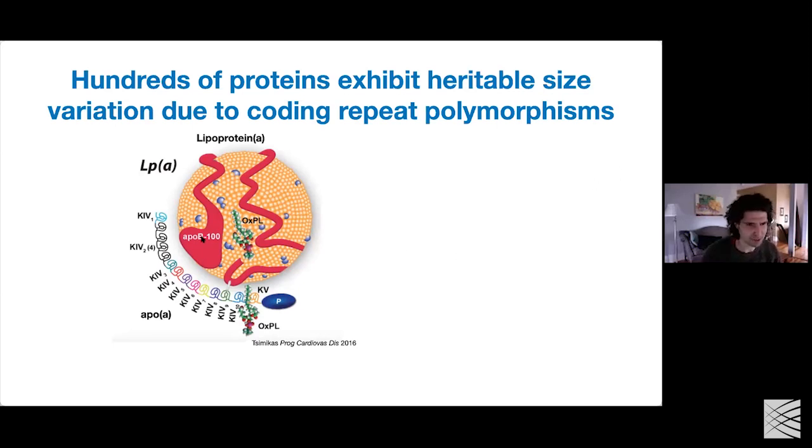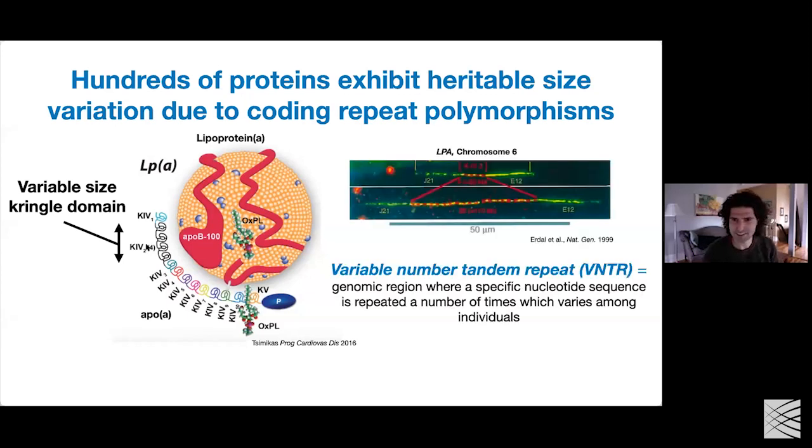Lipoprotein A consists of an ApoB100 molecule, depicted here in red, that binds to cholesterol, and an ApoA molecule, which consists of a series of Kringle-shaped K domains. The number of Kringle IV2, a particular type of this domain, varies from particle to particle and person to person. And the number of KIV2 domains is determined genetically by the number of variable number tandem repeats, or VNTRs, of a domain in the gene LPA encoding this ApoA molecule.